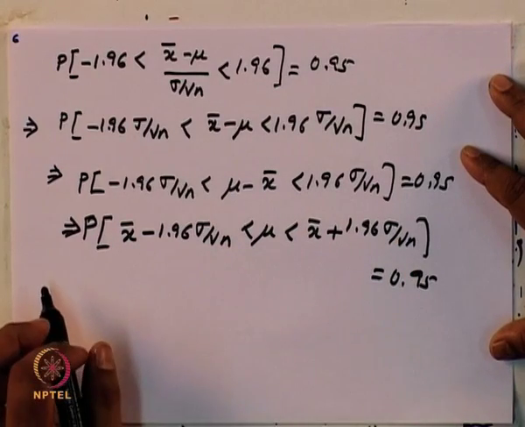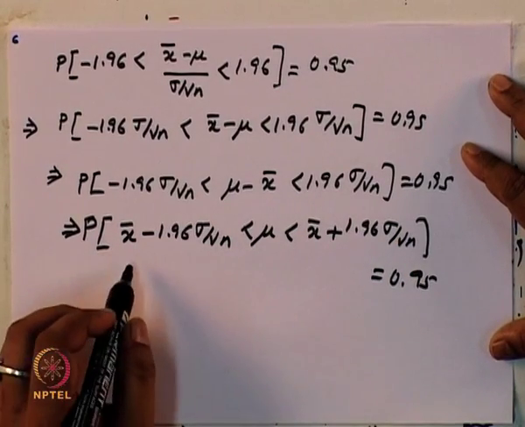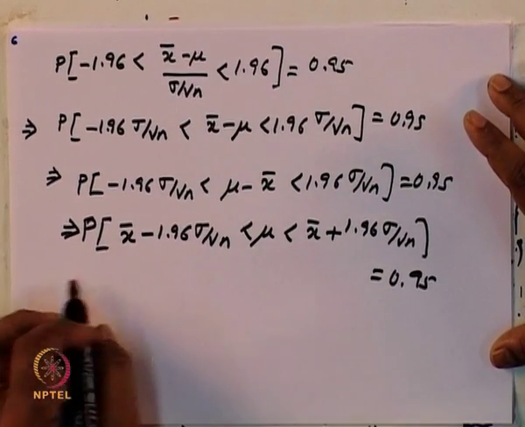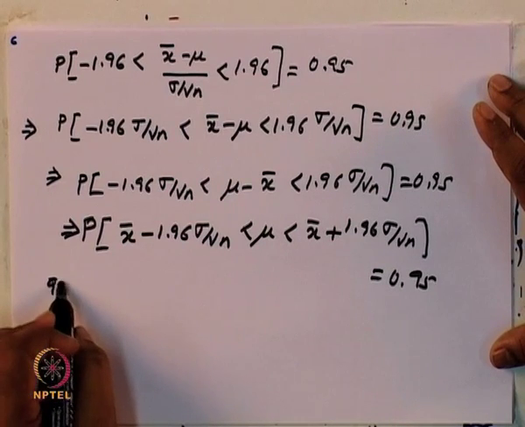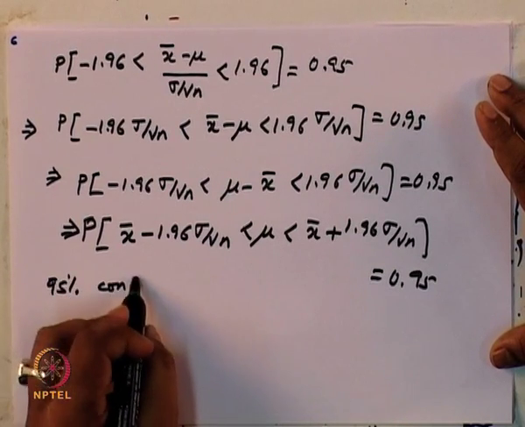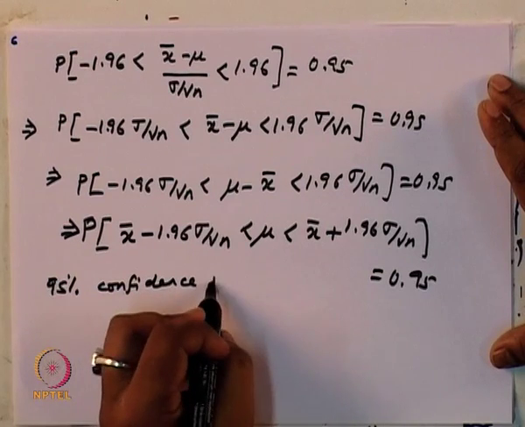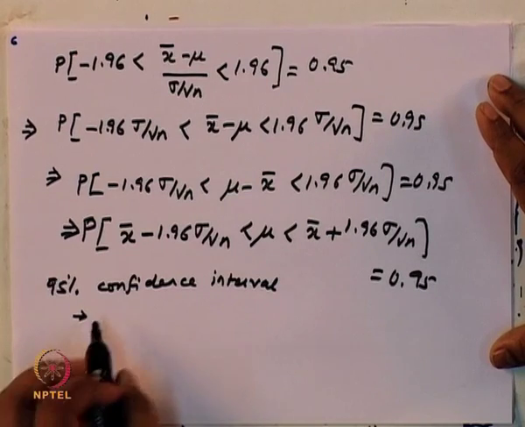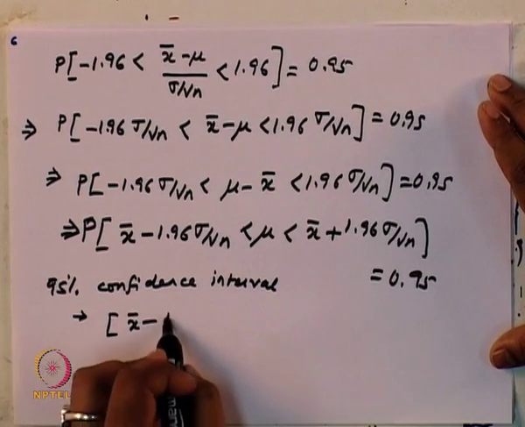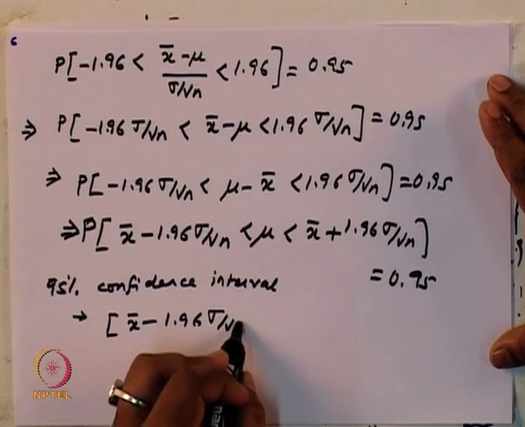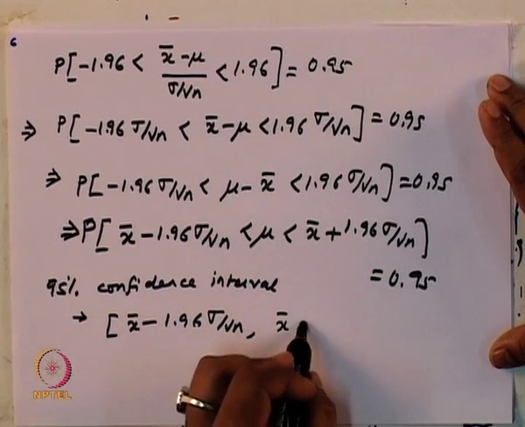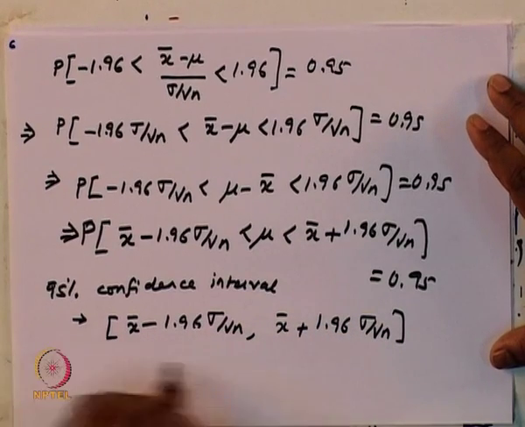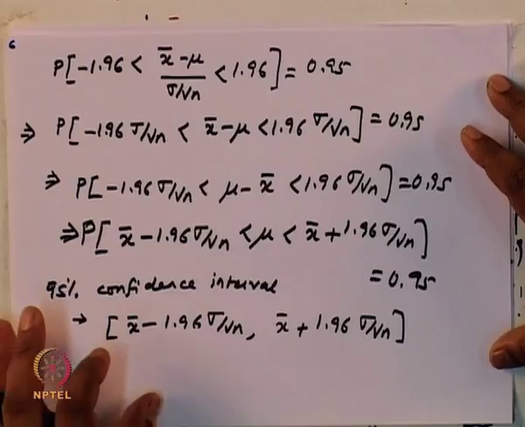0.95. So, in other words, the 95% confidence interval is the range given by x bar minus 1.96 sigma by root n to x bar plus 1.96 sigma by root n. So, this is called the 95% confidence interval.